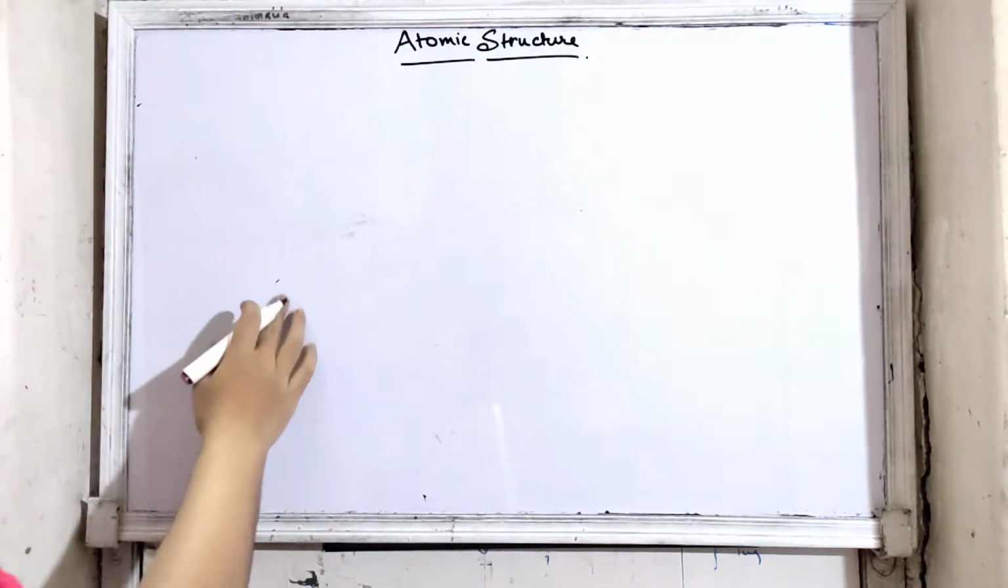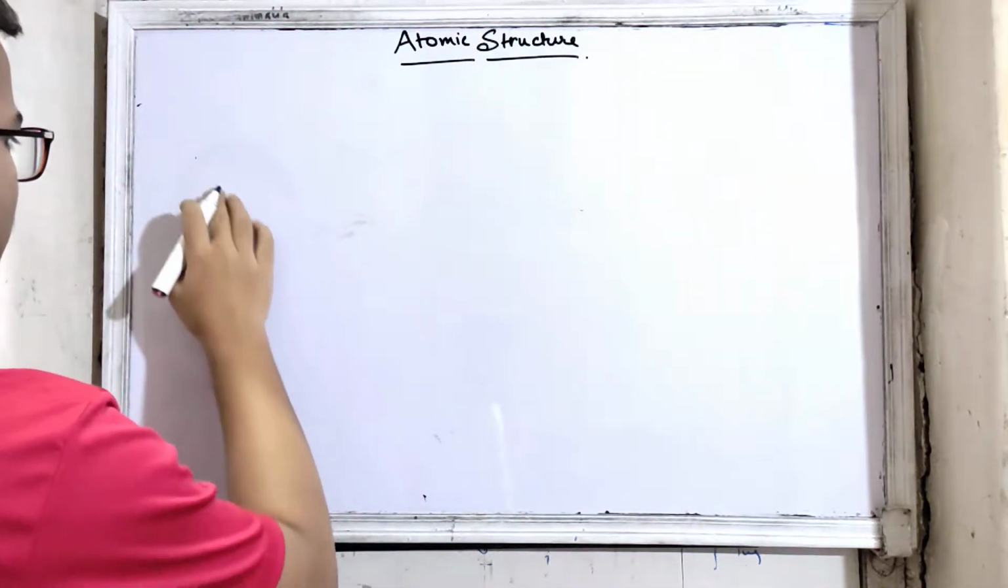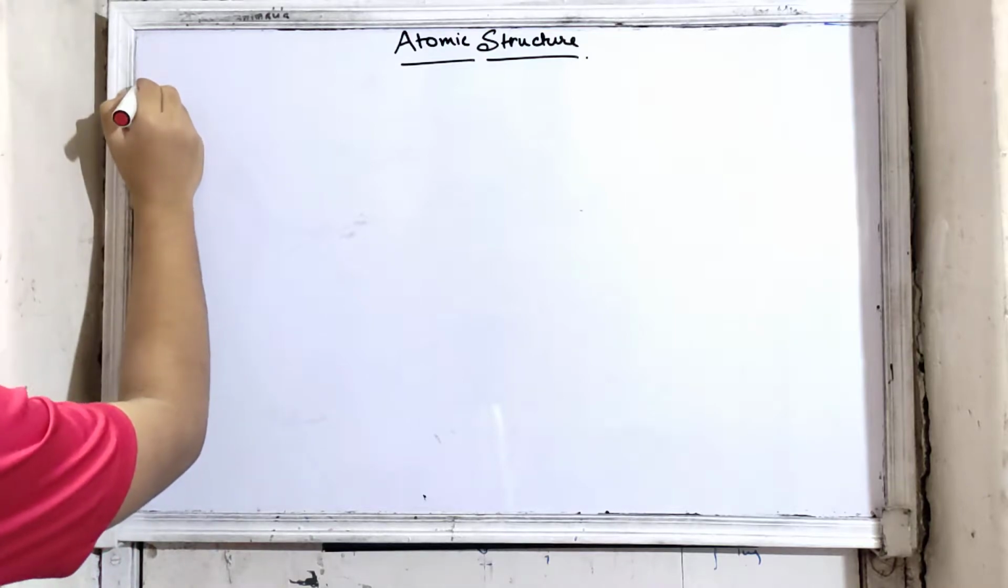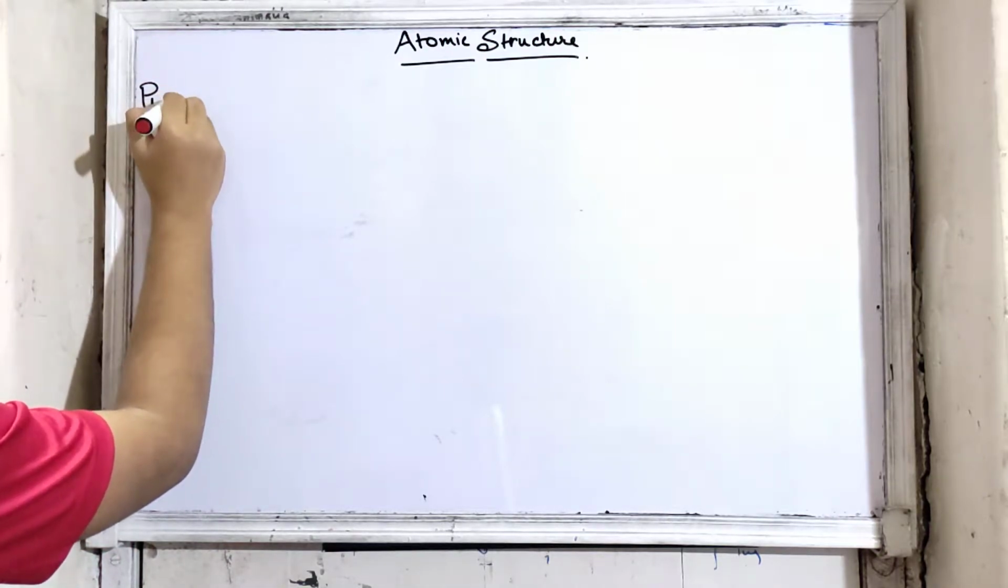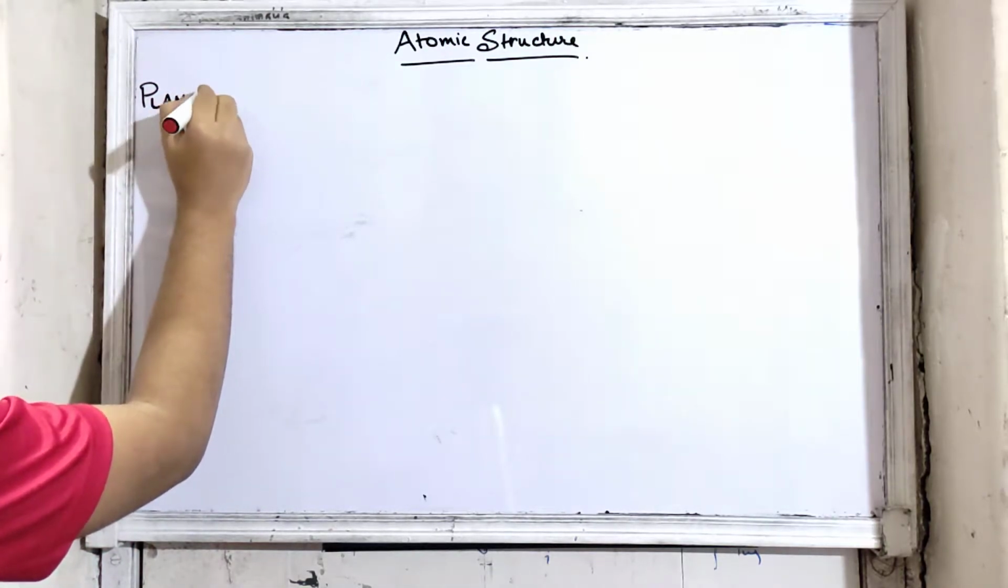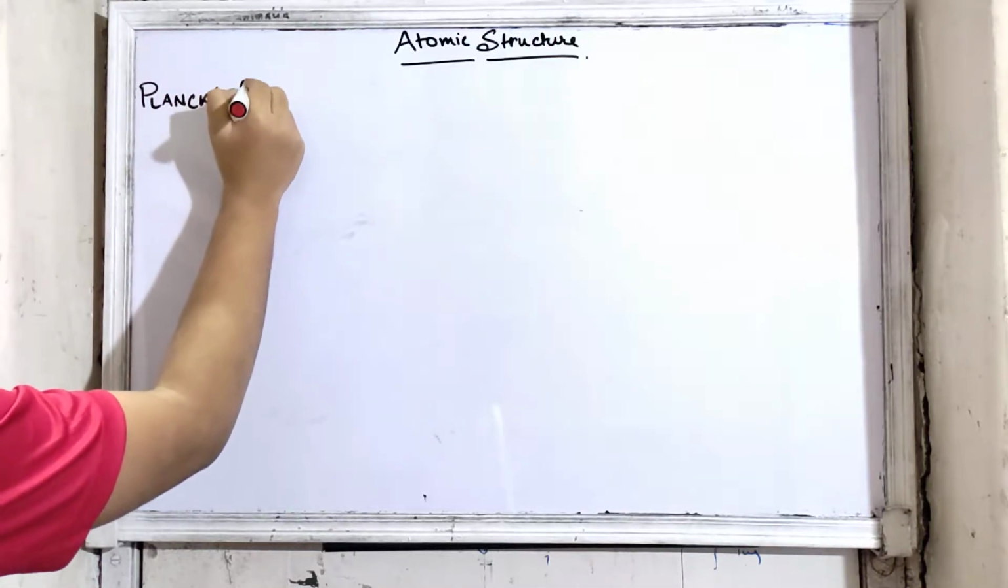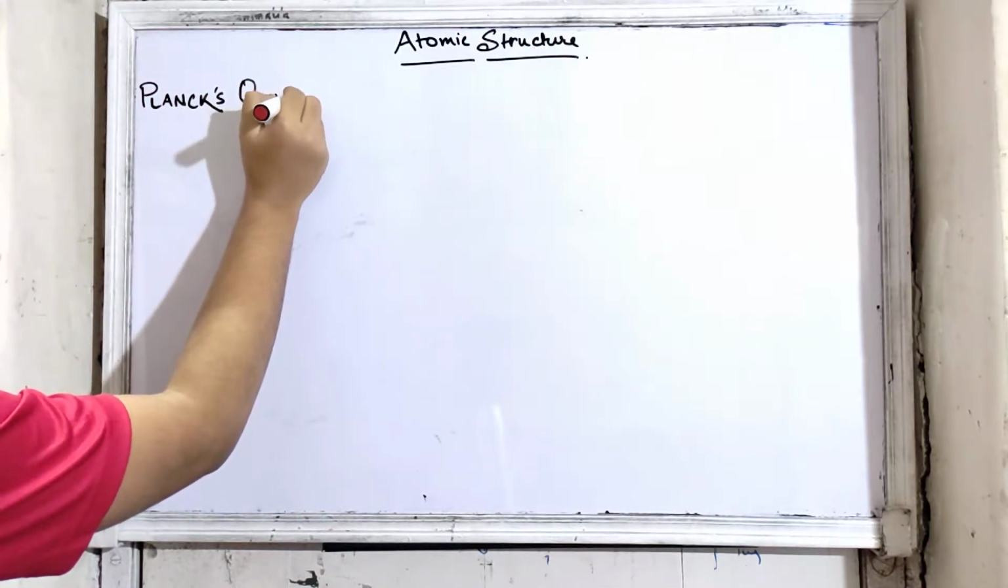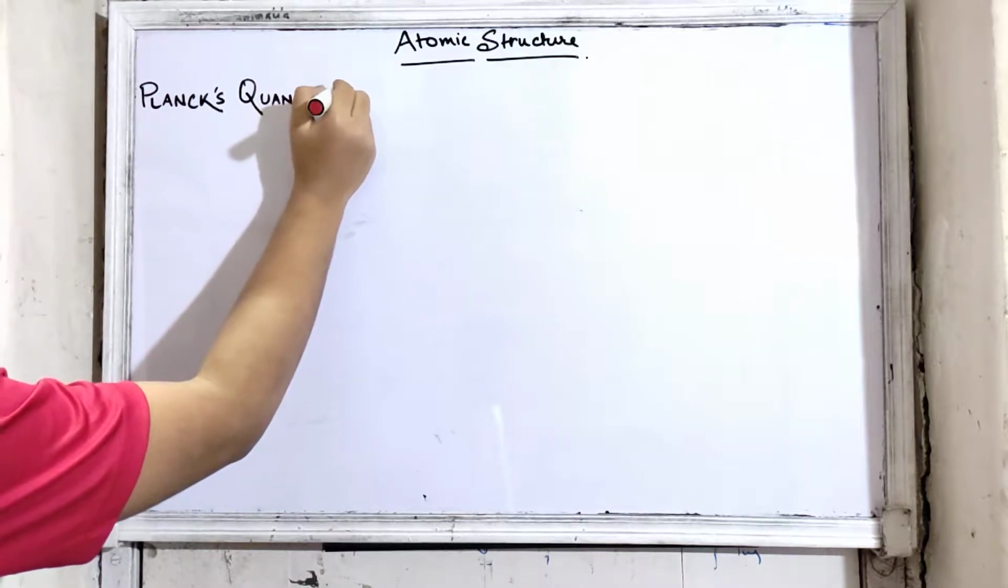Now we next come to a topic which is called Planck's quantum theory, which was given by Max Planck. So let's see what the formulas in it are. Let's write over here. Give heading: Planck's quantum theory.